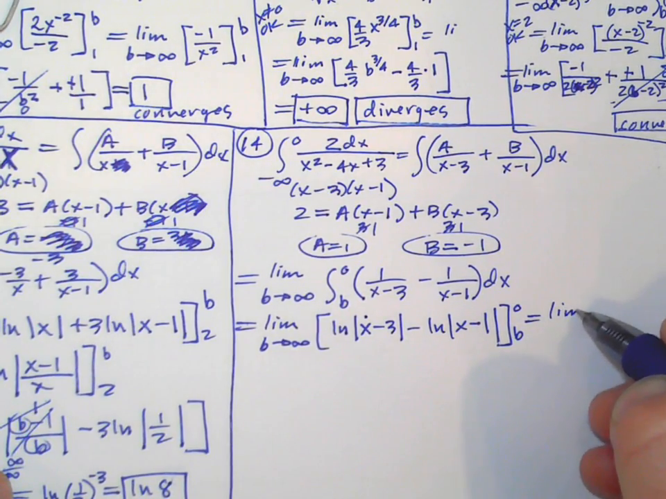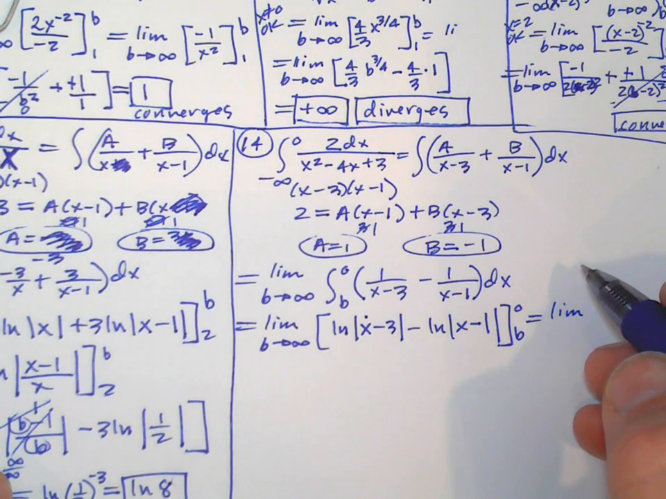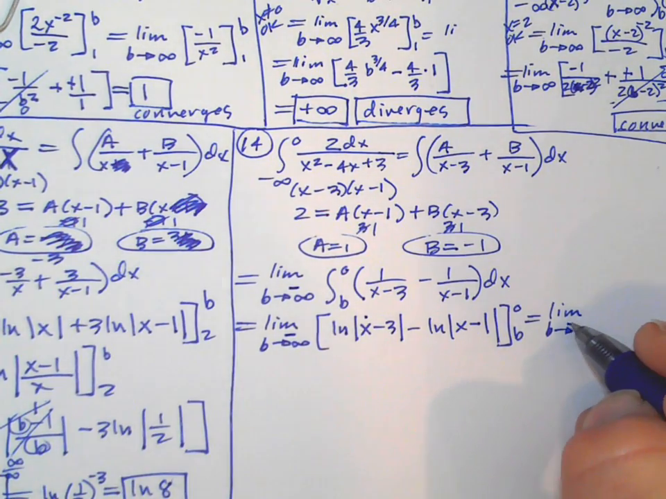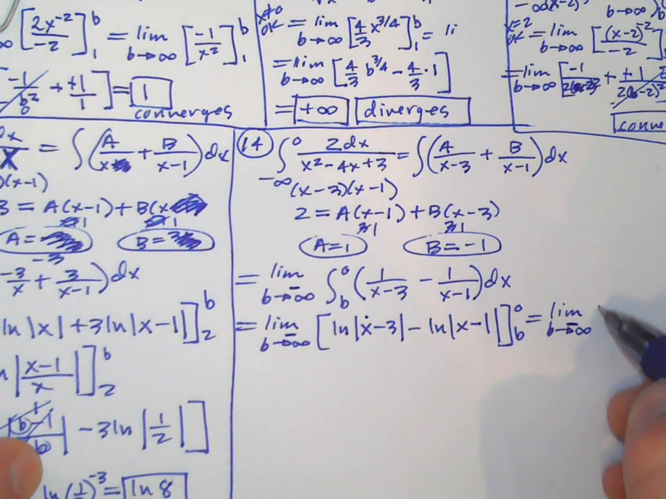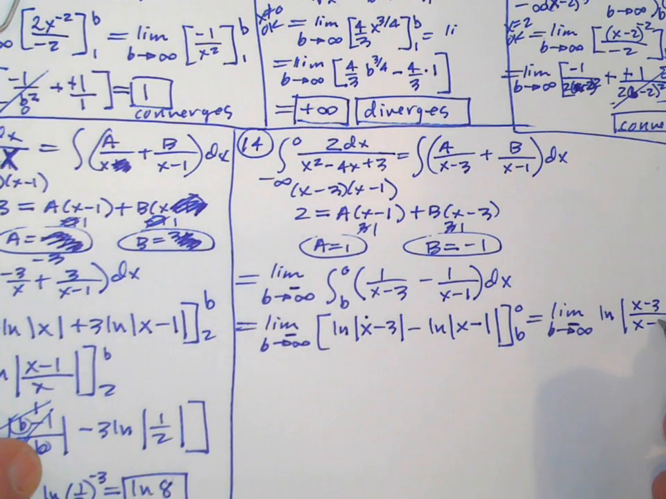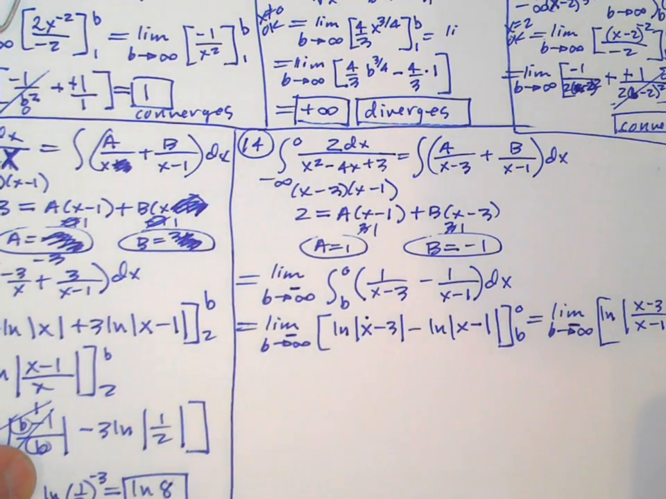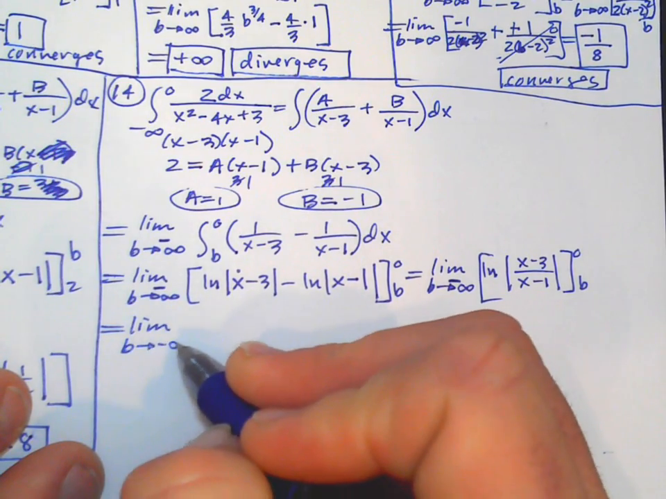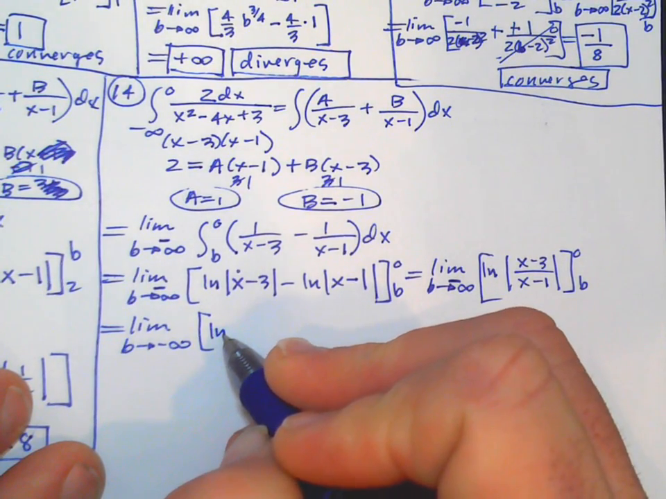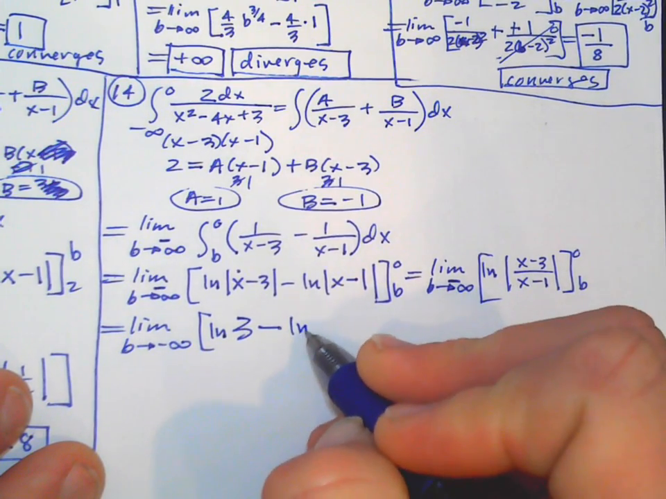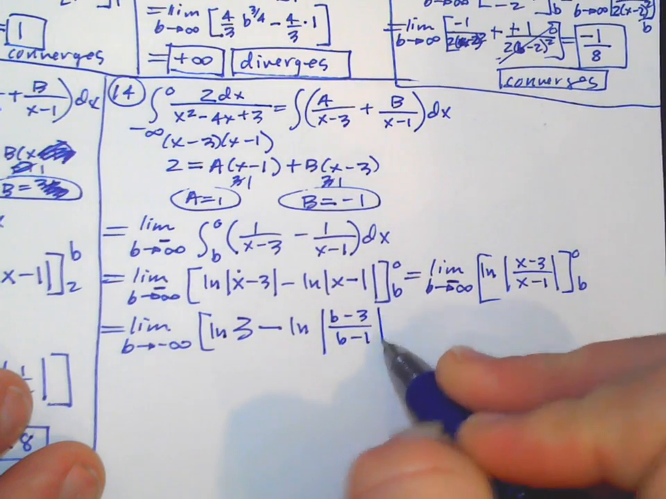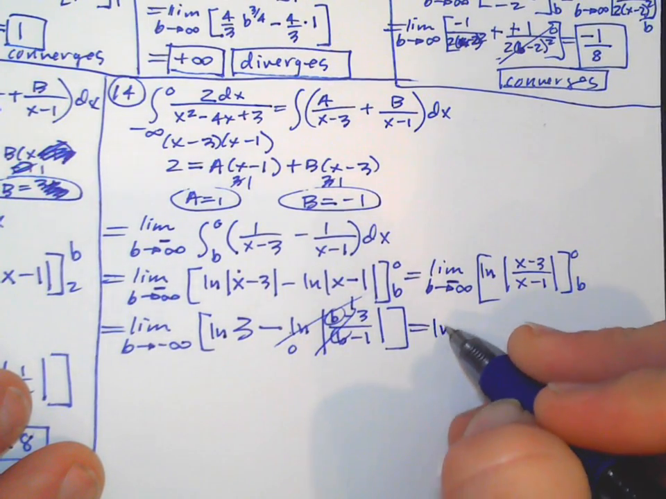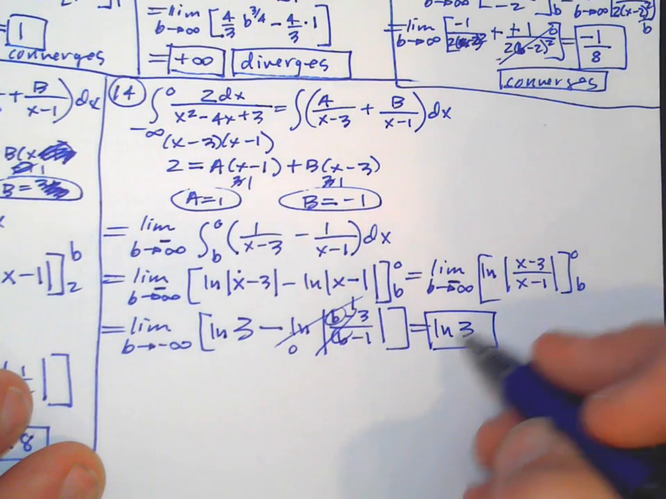We could combine this together. That should be -infinity. Natural log of the absolute value of x minus 3 over x minus 1. So we're going to plug limits in. And plug 0 in, you're going to get log of 3 minus natural log of the absolute value of b minus 3 over b minus 1. So if you plug infinity in, it's going to be infinity over infinity. These dominant terms, it's going to go to 1. Natural log of 1 goes to 0. So the answer is going to be natural log of 3. So it converges.